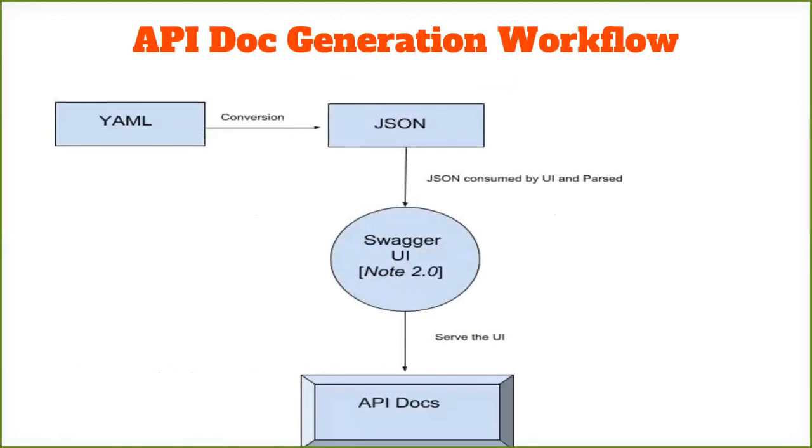Before I go into the annotations, let us look at the doc generation workflow. Here we have YAML or JSON. YAML will typically get converted into JSON, and it will be consumed by your Swagger UI, and then the Swagger UI will parse it to produce a beautiful doc. Most UIs can consume YAML or JSON directly, but some UIs need to consume JSON only, right?